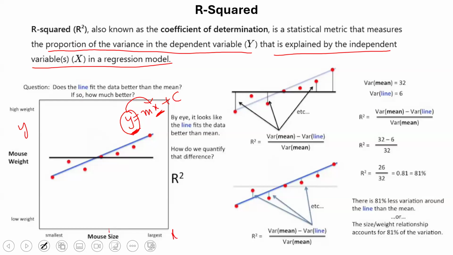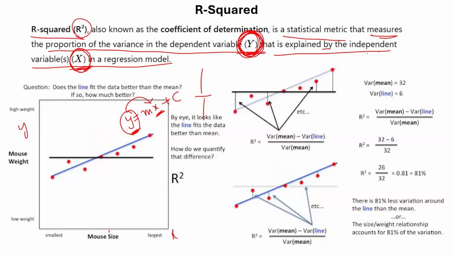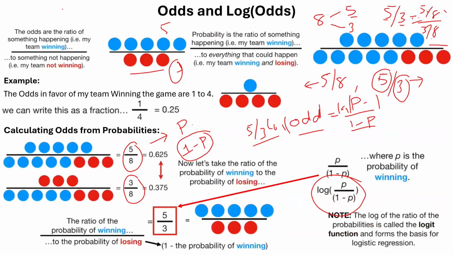Now R square is a statistical metric that measures the proportion of variance in the dependent variable. Variance is nothing but the deviation from the mean. It is the variance in the dependent variable that is explained by the independent variable x. The variance in the dependent variable that is explained by the independent variable is R square. Now let's understand this with different examples.